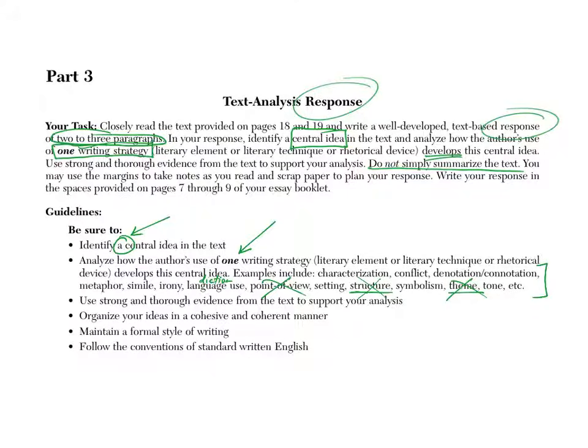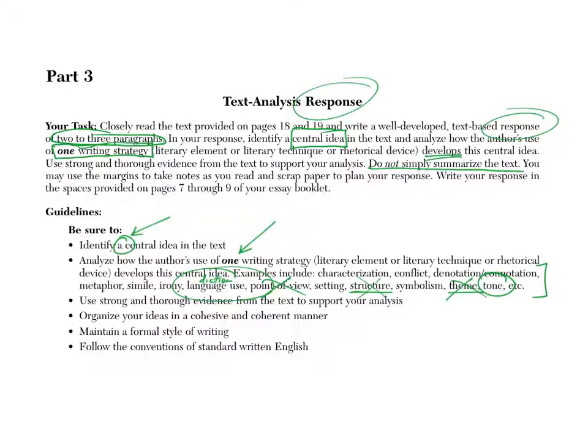The best ones to use that they have, I would say tone and diction, because those are always there for you. Is it conceivable that you could get a passage that has no metaphors, no similes, no irony, none of those things? Yeah, you might get a passage that has none of those things. But could you ever get a passage that doesn't have a tone or doesn't have diction? No, those will always be there for you.